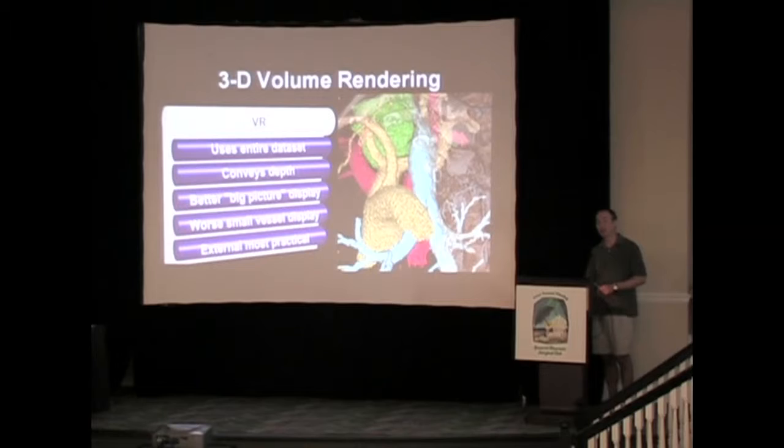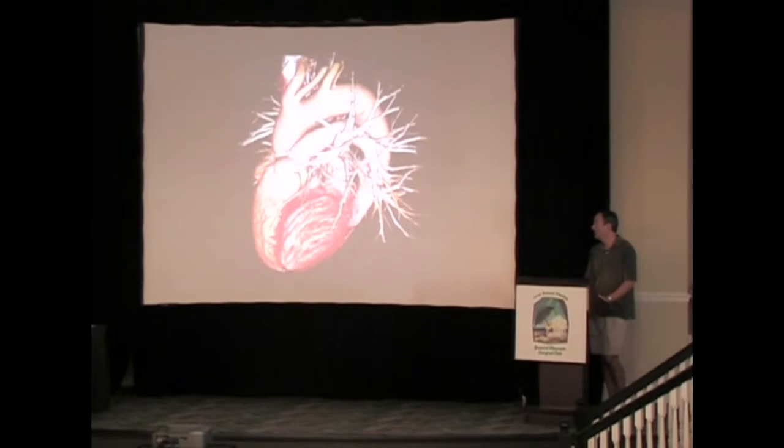And again, I'm showing you a static image, but the nice thing about a workstation is you can interact with this and look at it in multiple different projections. This is an example just of the type of detail we can now get. This was done with an EKG-gated study, but of the type of detail we can get of structures such as the heart and great vessels.